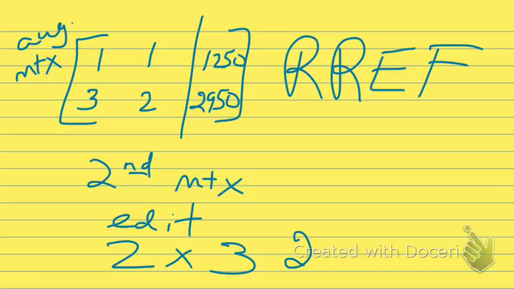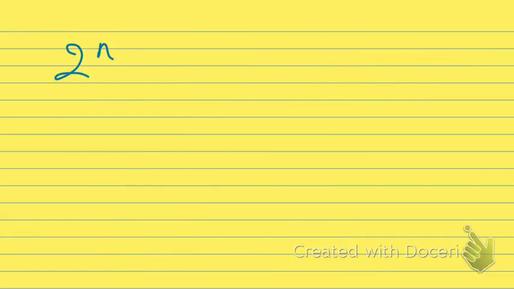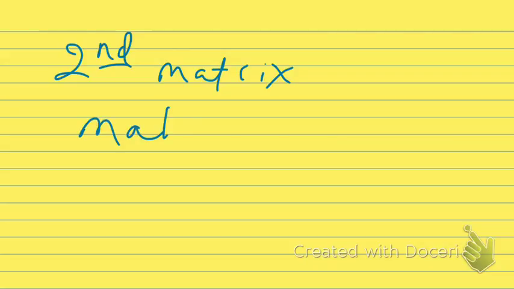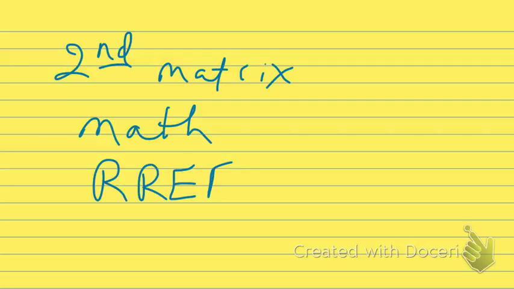Next, you're going to press second quit clear. Okay, second quit clear. Now go back and press second matrix. We want to do some math. So you're going to scroll over and select math. We're going to scroll up a little or down a lot and select ref.